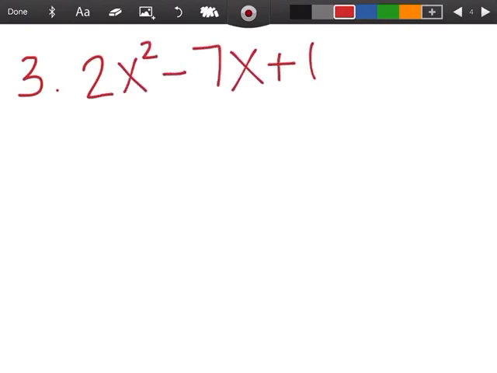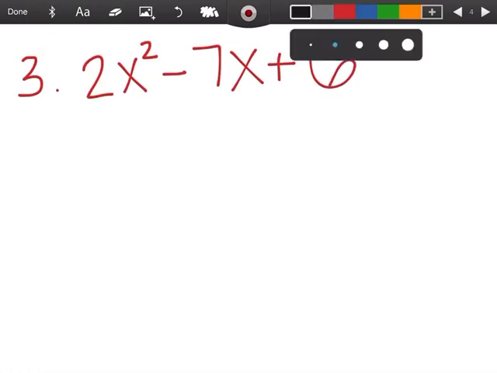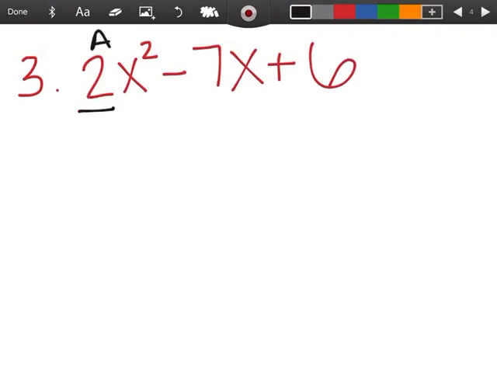So let's do another practice problem here. So if I do, let's see, I'm going to do this just so we can see how it works. 2x squared minus 7x plus 6. So here's the idea. A is 2, B is a negative 7, C is 6. So if I take A times C, I get 12.